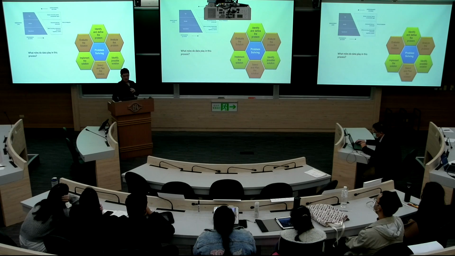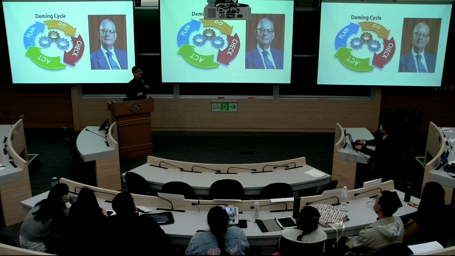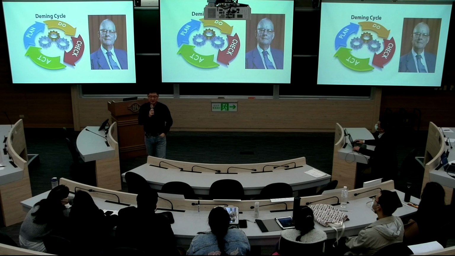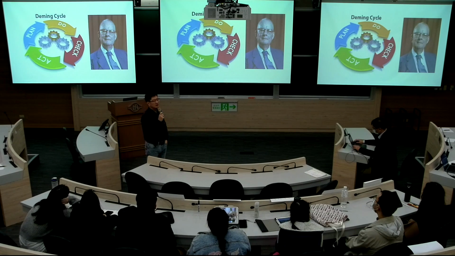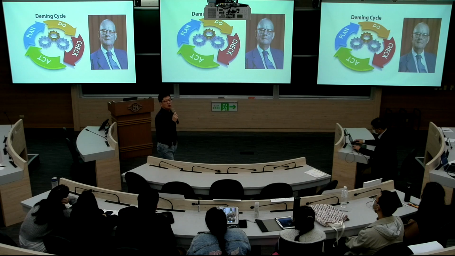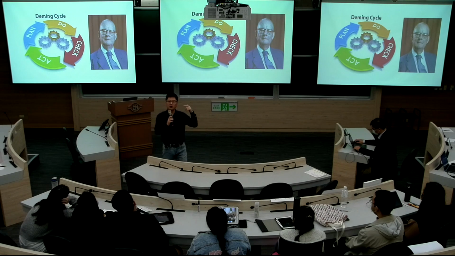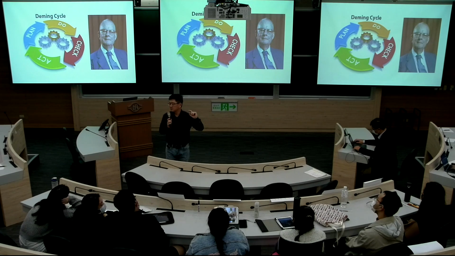So here are some historical lessons, right? Coming from probably your other classes. This guy is called Edward Deming. He is one of the gurus in the quality movement. A short history of this person: he had a PhD, I think coming out of Carnegie Mellon University, and he worked for General Motors at first. And later he lost his job at General Motors.